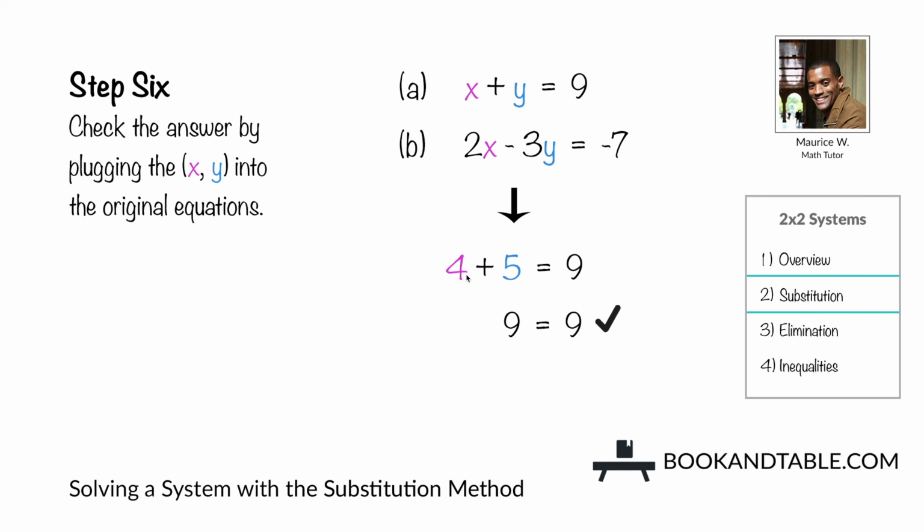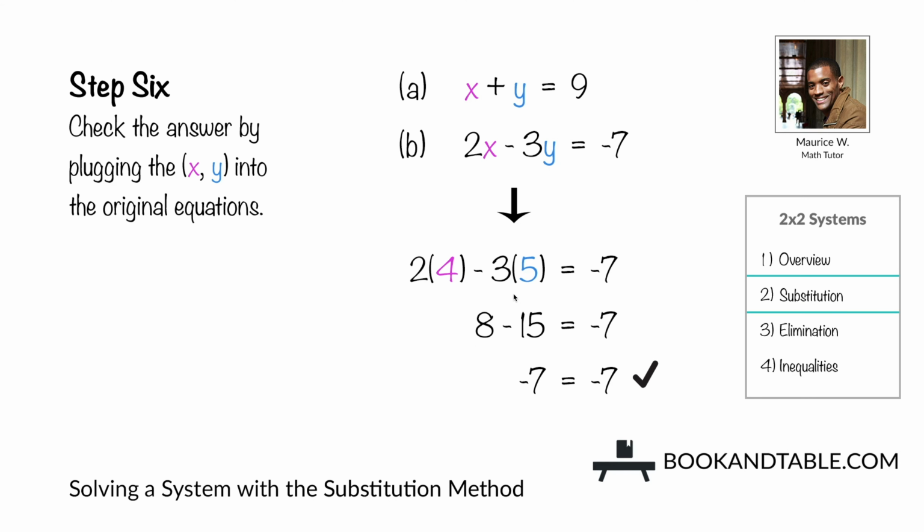So when you plug x is equal to 4 and y is equal to 5 into equation A, we get 4 plus 5 is equal to 9. 9 is equal to 9 confirms that these are the x, y values for equation A.